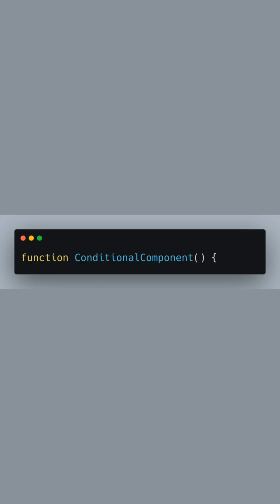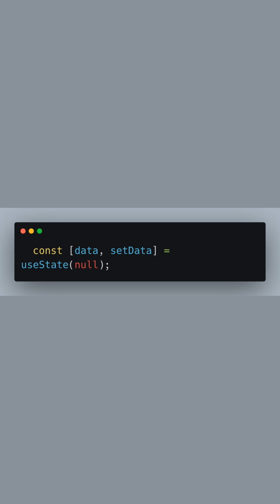Here, we're declaring our ConditionalComponent. We declare a state variable named data by calling useState, and we initialize it as null, to represent the absence of data before fetching. Similarly, we set up a loading state to keep track of whether our data is currently being fetched. By default, we set it to true, indicating that we're loading data when the component mounts.